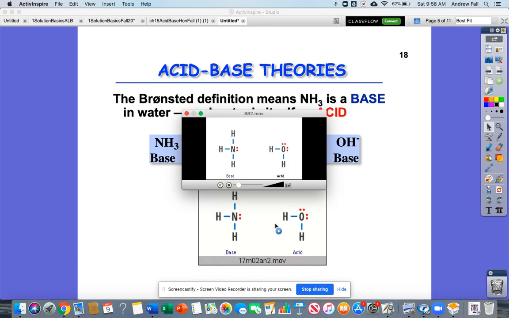Ammonia acts as a base in solution by accepting a proton from a water molecule. This liberates a hydroxide ion and results in a basic solution.